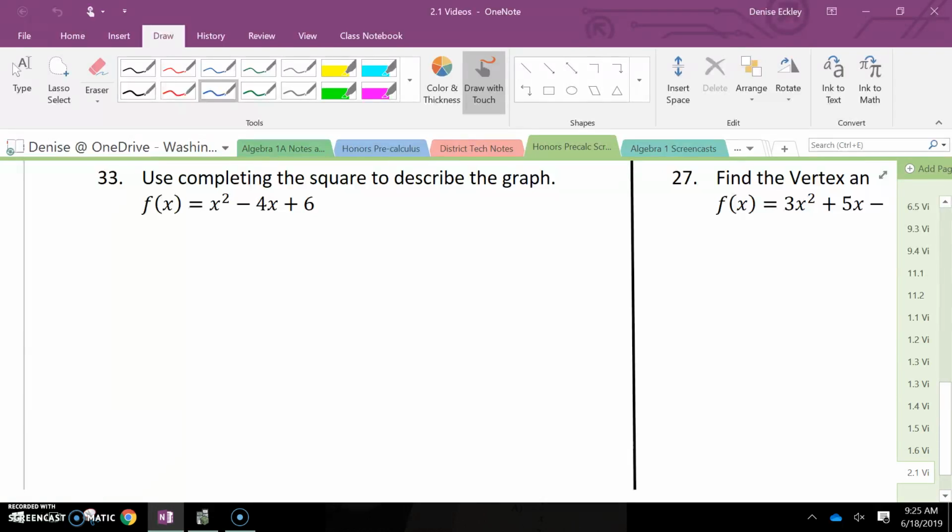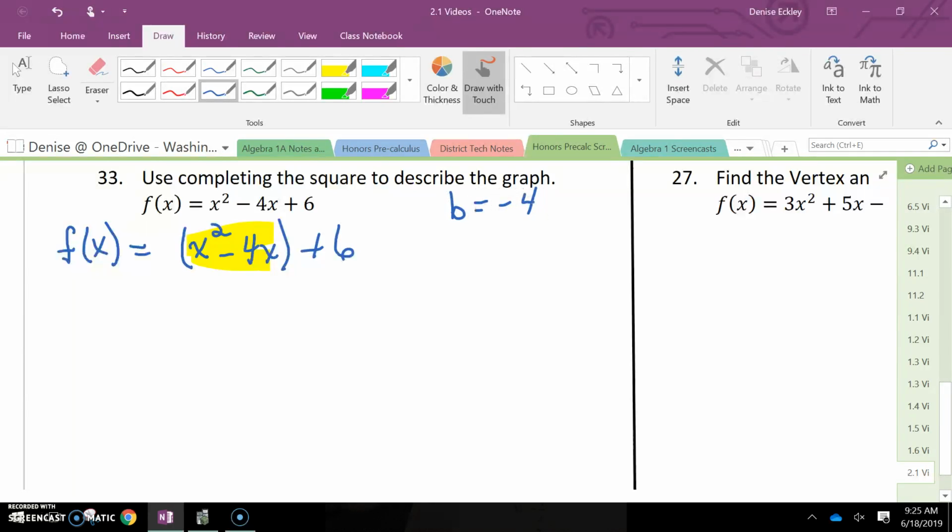So what we want to do is write our quadratic as a perfect square. So I'm going to rewrite it in this way. f of x equals x squared minus 4x, and then I have my plus 6 here. So this is the part I want to use to complete the square. In order for that to be a perfect square, what you do is you take your b, which is -4, and then you divide it in half. So that's going to give me a -2, and then you square that. So my c is going to be +4.